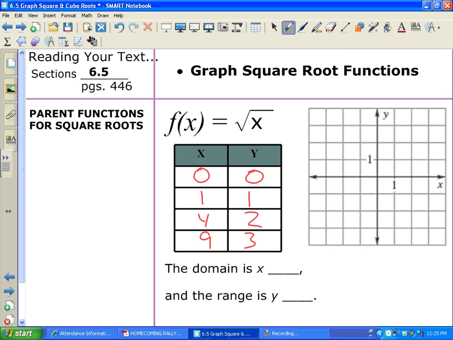Mr. Wood, how do I know to choose those numbers? Can't I choose any number in the world? Sure, you can choose any number in the world. But you're going to have to use your calculator to estimate those answers. For example, the square root of 2. We don't know that off the top of our head.